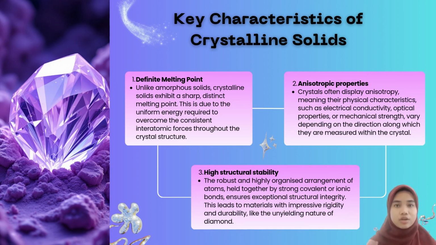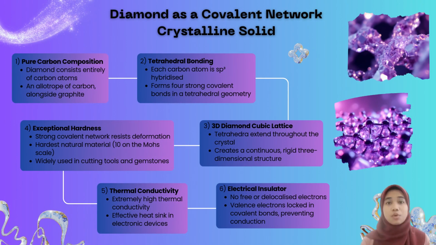And lastly, crystalline solids demonstrate high structural stability. The robust and highly organized arrangement of atoms is held together by strong covalent or ionic bonds that ensure exceptional structural integrity. This leads to materials with impressive rigidity and durability, like the unyielding nature of diamond. Moreover, diamond is an exemplary model of a covalent network crystalline solid.